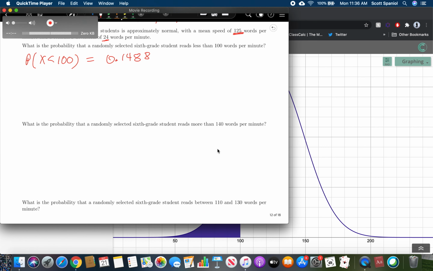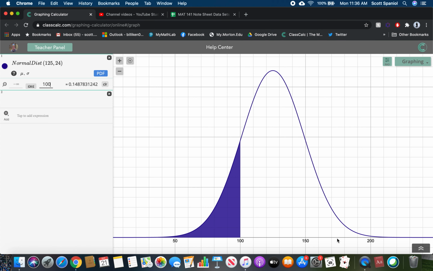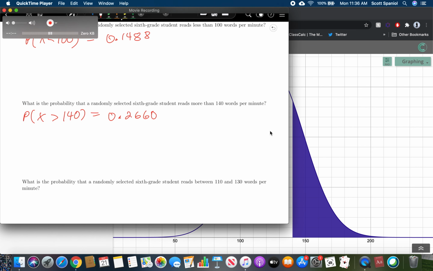Okay. So then what's the probability that a randomly selected 6th grader reads more than 140 words per minute? That would be the probability that x is greater than 140. So that would be the other direction, right? That would be over here on the right. So I put it on the left because I want x to be bigger than 140. And remember, with inequality symbols, the bigger thing is always on the mouth side of the inequality. So in this case, I want x to be bigger than 140, so x needs to go on the mouth side. So that's a 0.2660 chance if I round to 4 decimal places. Right, so there's about a 27% chance that a 6th grader reads more than 140 words per minute.